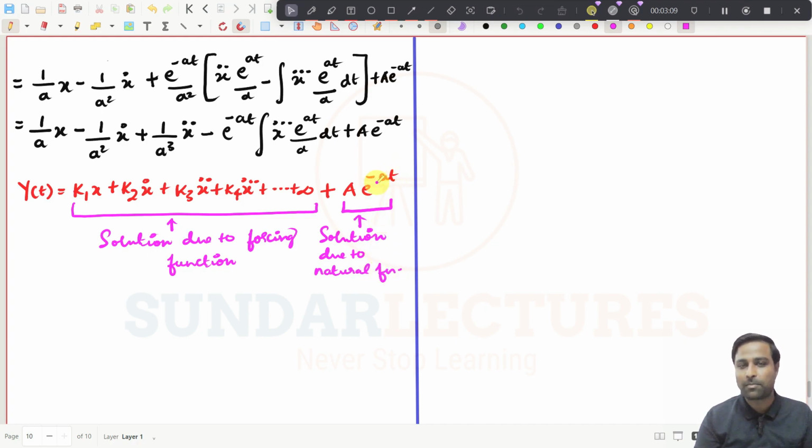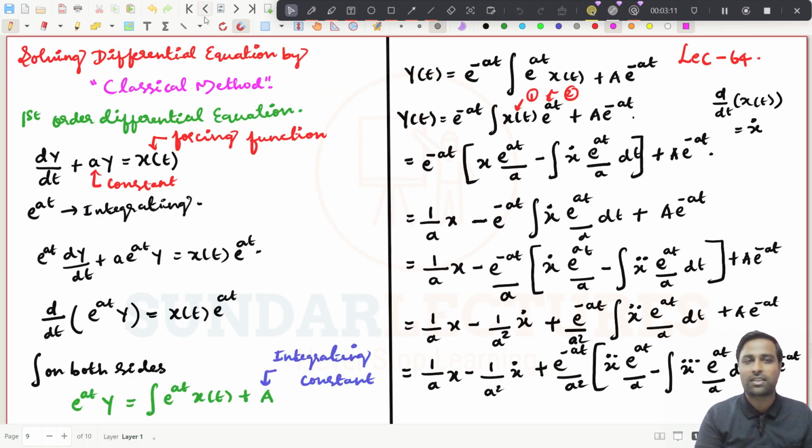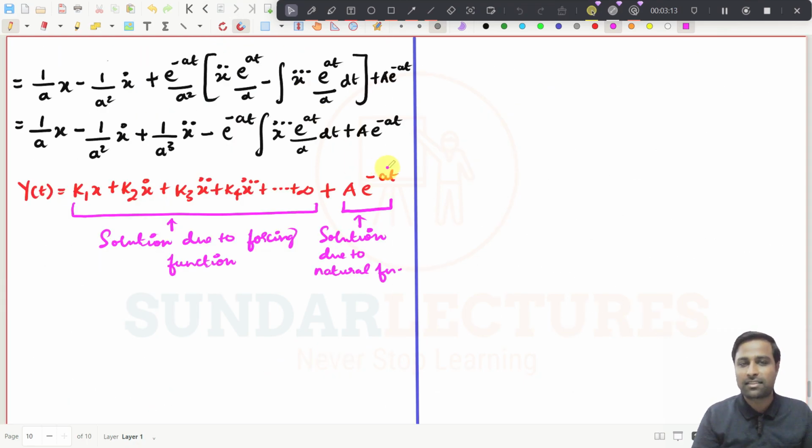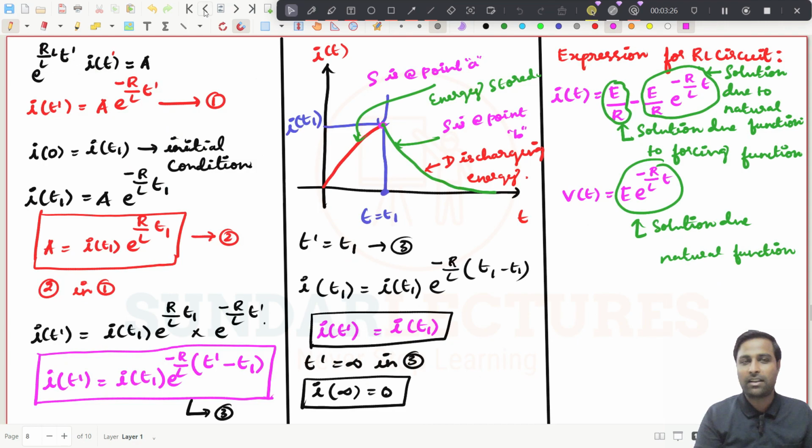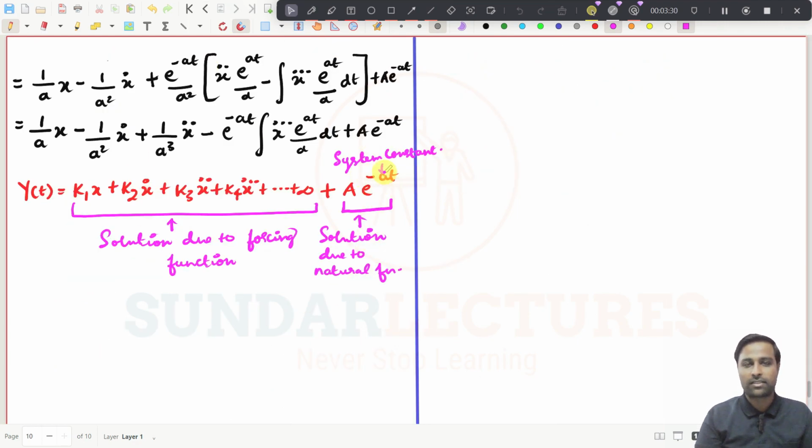And why am I saying this? See, this is the system constant, a, which is nothing but a constant, and we will call it a system constant. And what is the system constant we have seen? The system constant will be R by L, that is what we have seen, right? I will explain a bit later what this is exactly. So this is now the system constant.